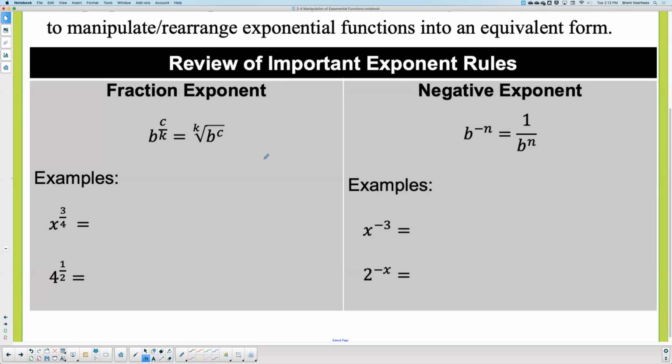So let's look at some examples. Here, I gave you x to the power of 3/4. That fourth is a dividing power. So a dividing power is the same thing as a root. In this case, a 4th root of x cubed. That's how you would rewrite that.